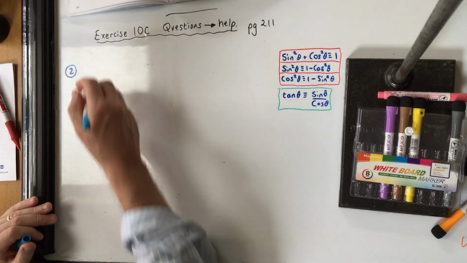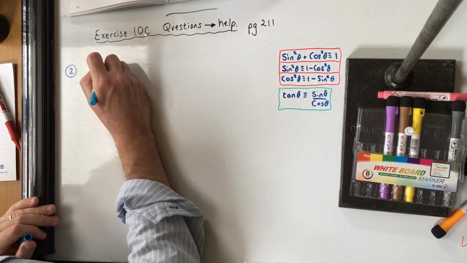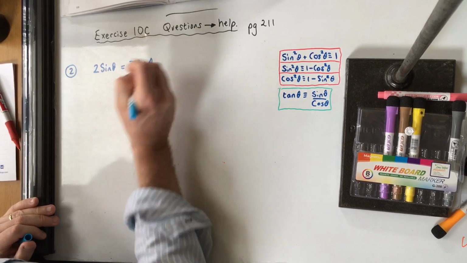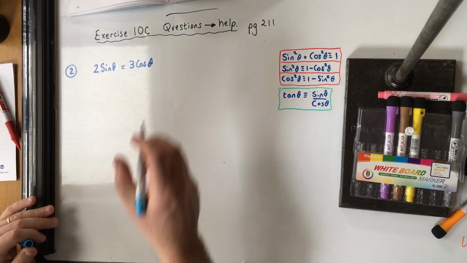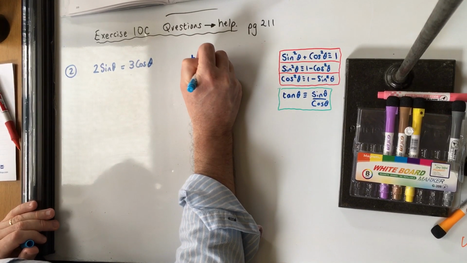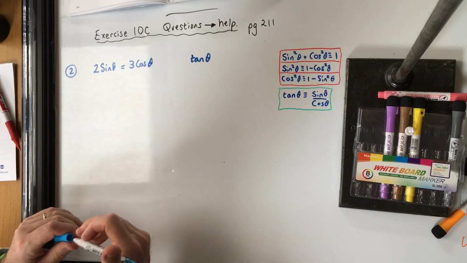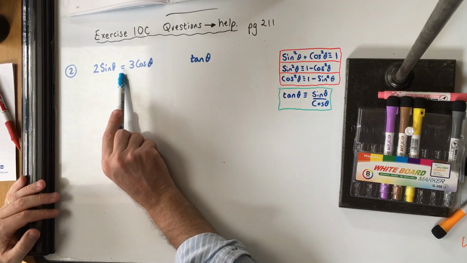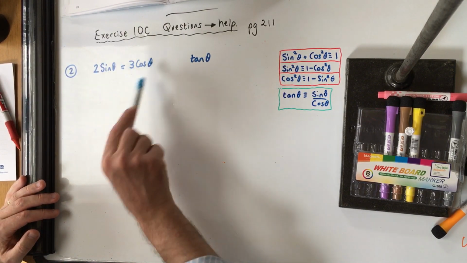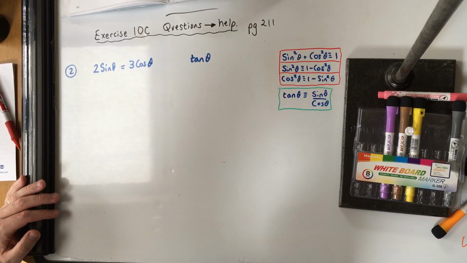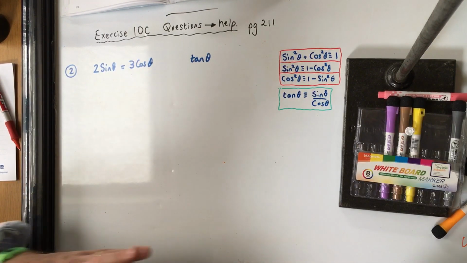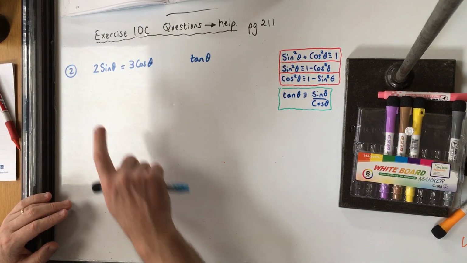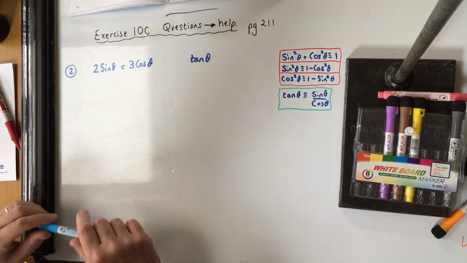So number 2, you've got 2 sine theta is equal to 3 cos theta. Find the value of tan theta. Now, although it's asked you to find the value of tan theta, this is not like those expressions before. This is going into equations, and later on in the chapter this is something we could go on to solve using the CAST wheel. We're not going to solve it today. We're just going to write it in terms of tan theta.